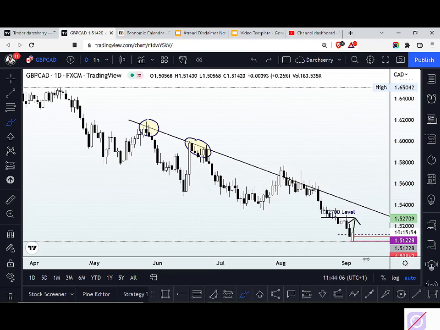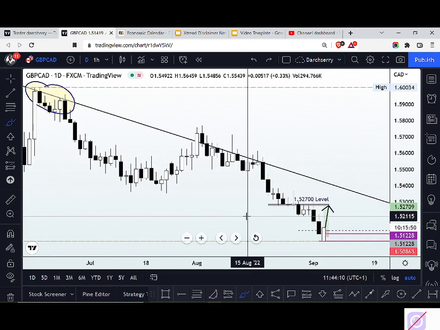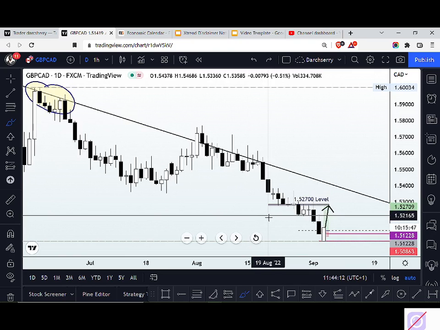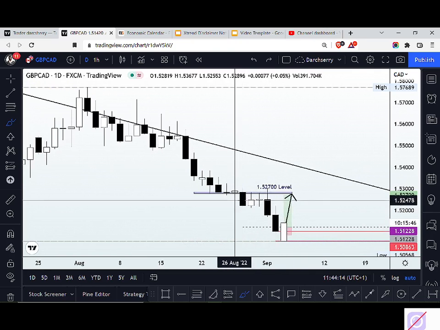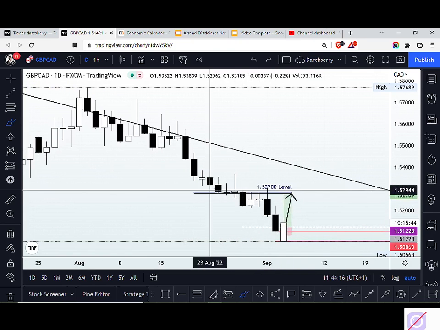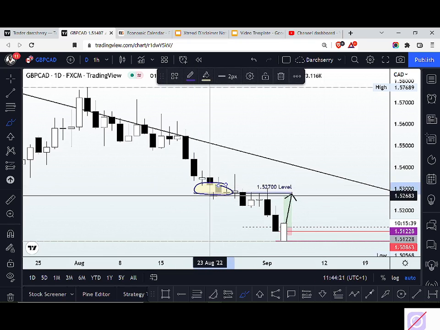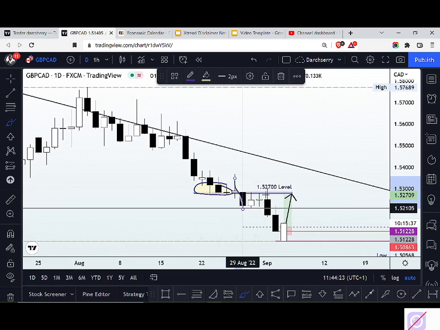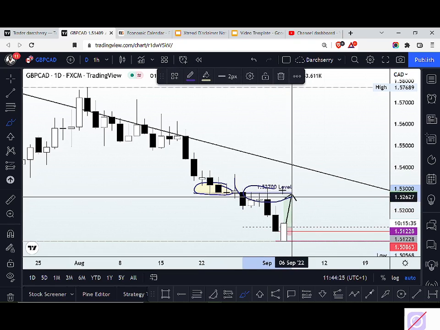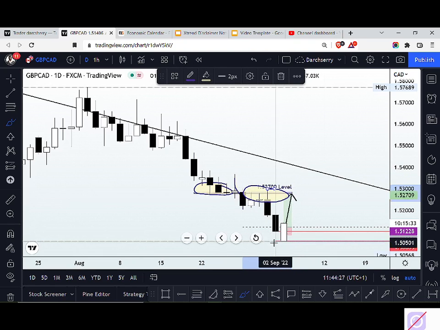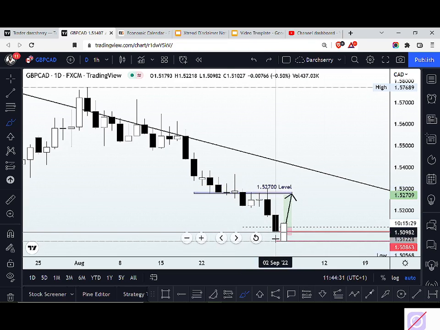However, going into the new week, what is going to be our plan? Well, on the daily time frame here, I was able to identify the 1.52700 area as a key level. We can see how this level was rejected by the buyers before it was broken to the downside, and then we saw multiple rejections by the sellers to push price to as far as the 1.50500 area.